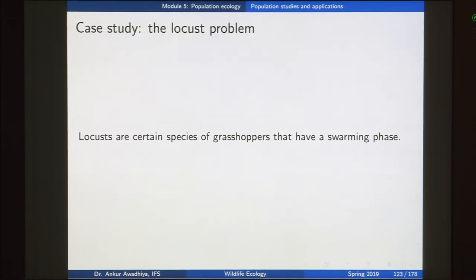So now we'll look at one such population study, which is the problem of the locust. Now locusts are certain species of grasshoppers that have a swarming phase. So there is still very little certainty about when you call an organism a grasshopper and when you call it a locust. They are both very closely related organisms, but mostly grasshoppers will be seen solitary, but locusts will be seen in large swarms. So we can say that they are grasshoppers with a swarming phase.